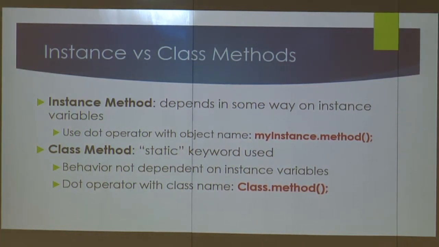And for a class method, the behavior of the method doesn't depend on the instance variables. So instead of specifically having an object name dot method, we actually just say our class name dot method. So if we were doing something that just involved all cars in general and didn't involve any specific member variables, we would do something like car dot and then method name.